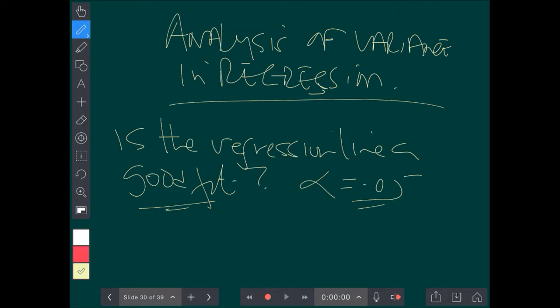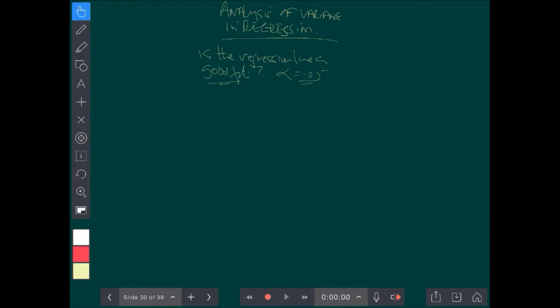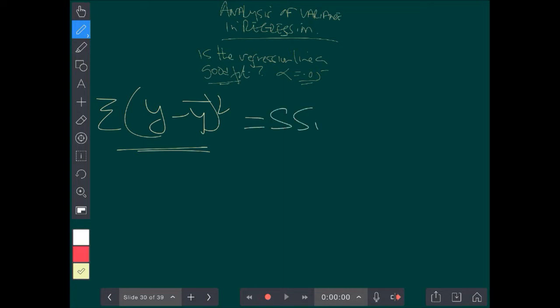So let's break that down to see what that looks like. The total variation in regression, which is basically the variation in the values of y, is y minus y bar squared. If we add that all up, that is SSY, right? SSY represents the sum of squares due to y, which means it's capturing the variation among the y values. It turns out that if we break that down, SSY is made up of two parts.